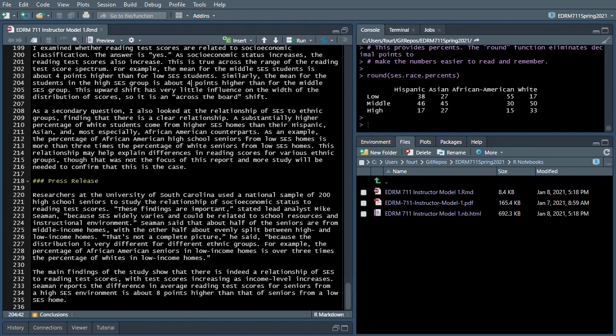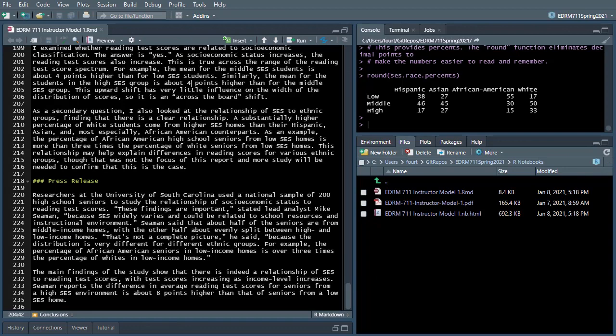So I have quotes from myself. "These findings are important," stated lead analyst Mike Seaman, "because SES widely varies and could be related to school resources and instructional environment." And so on. And so I go through and I provide information, even some specific information. Note this sentence. For example, the percentage of African American seniors in low-income homes is over 3 times the percentage of whites in low-income homes.